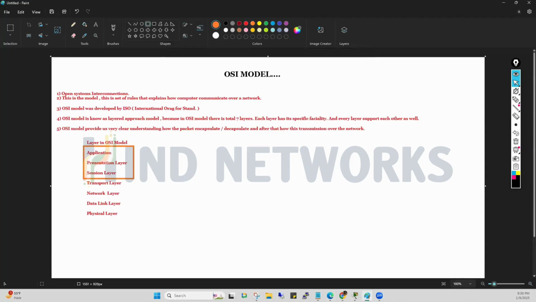three layers. As a network engineer, we are generally not working on these layers. That's the reason this layer is called the software layer. For example, any software developer, they are working on these layers. As a network engineer, we are not working on these layers. Clear? Everyone, I hope you understand.